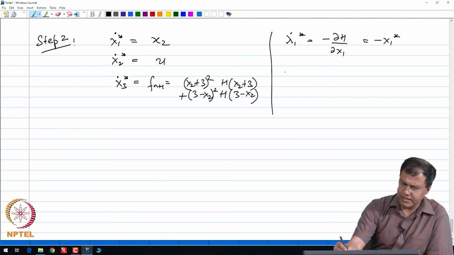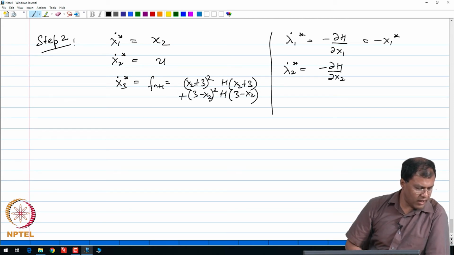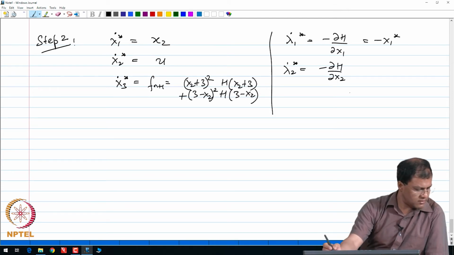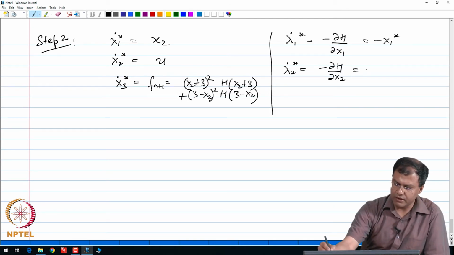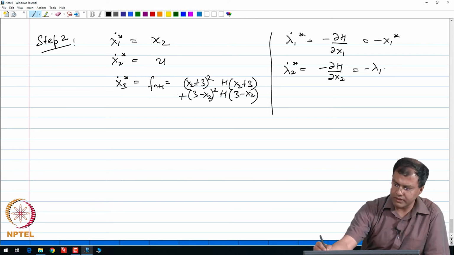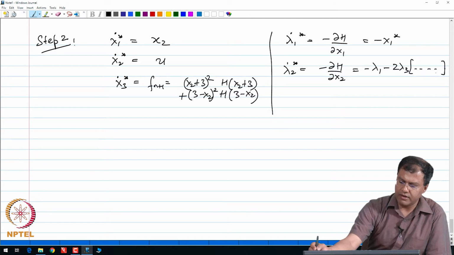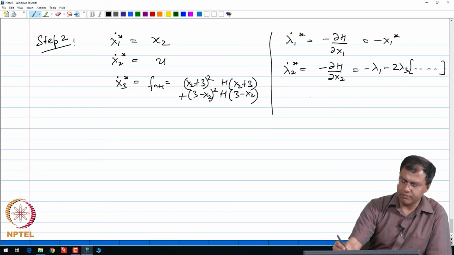So, we are just differentiating. So, lambda 2 dot star will be minus del H del x2, and if we differentiate with respect to x2, it appears as lambda 1. So, we get minus lambda 1, and then we will have a huge expression, minus lambda 3 times the derivative of f n plus 1 with respect to x2. So, I leave it here, let the students complete this expression.